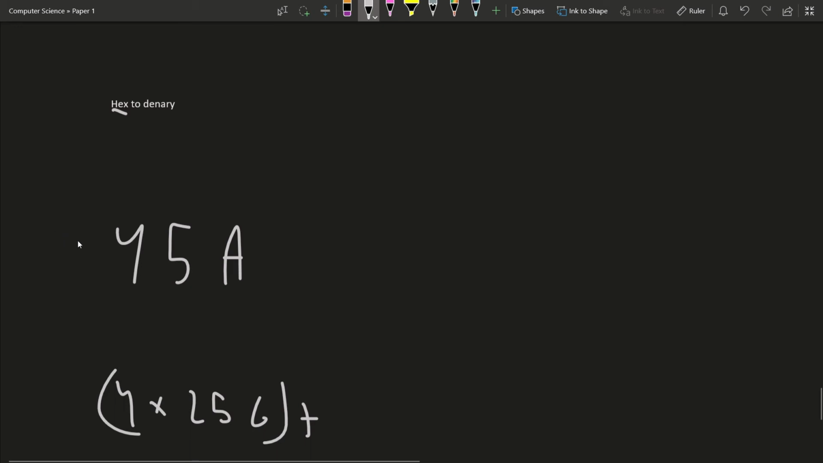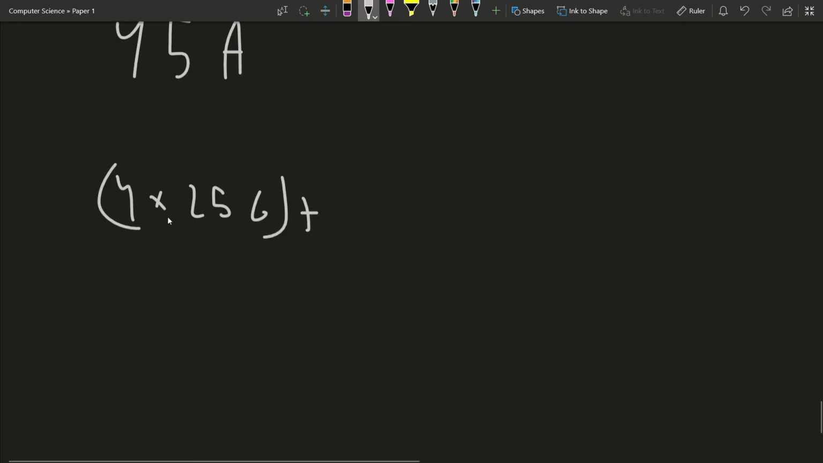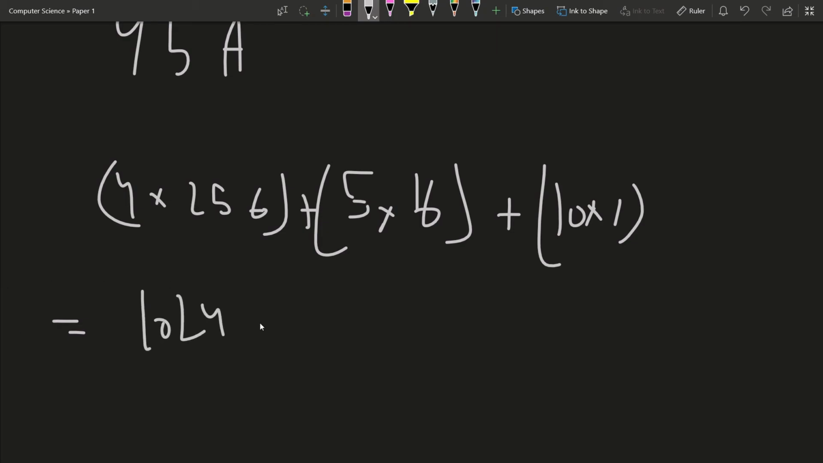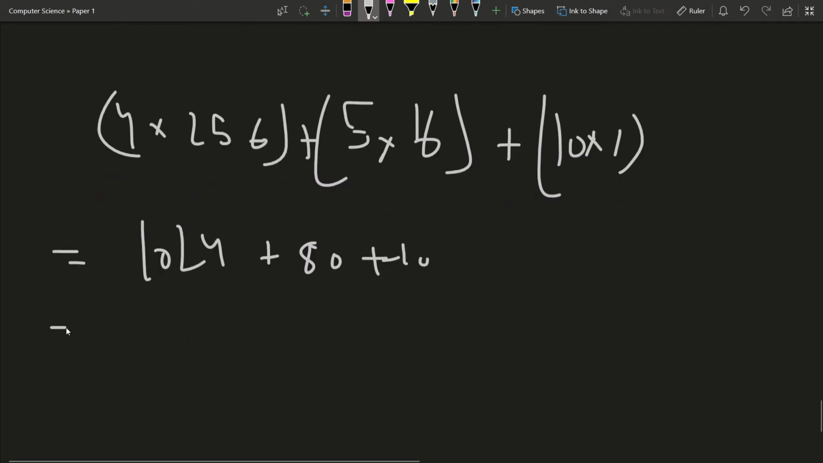After this, let's say there's another number here, you would multiply that by 4096. And then you would do 5 into 16, and then A is 10, so plus 10 into 1. This would be equal to 1024 plus 80 plus 10, which is going to give us 1114.